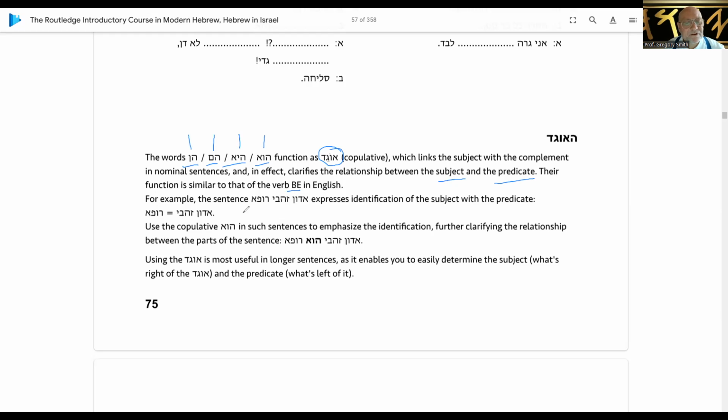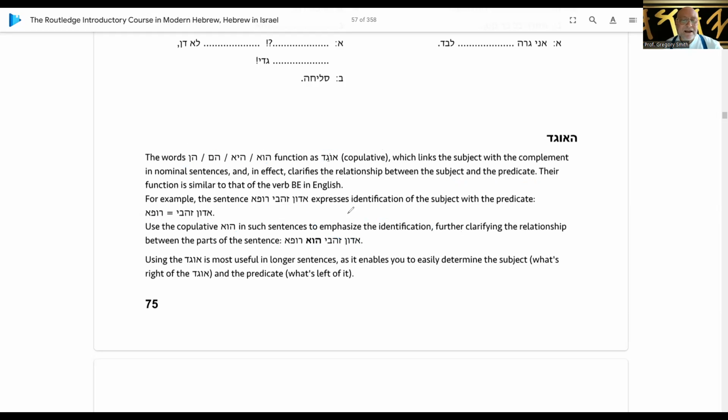For example, the sentence, Adon Zahavi Rofe, Mr. Zahavi is a doctor, expresses identification of the subject with the predicate. Adon Zahavi equals Rofe. So he's the doctor. So you know that the doctor is connected to Mr. Zahavi. So use the copulative who in such sentences to emphasize the identification, further clarifying the relationship between the parts of the sentence.